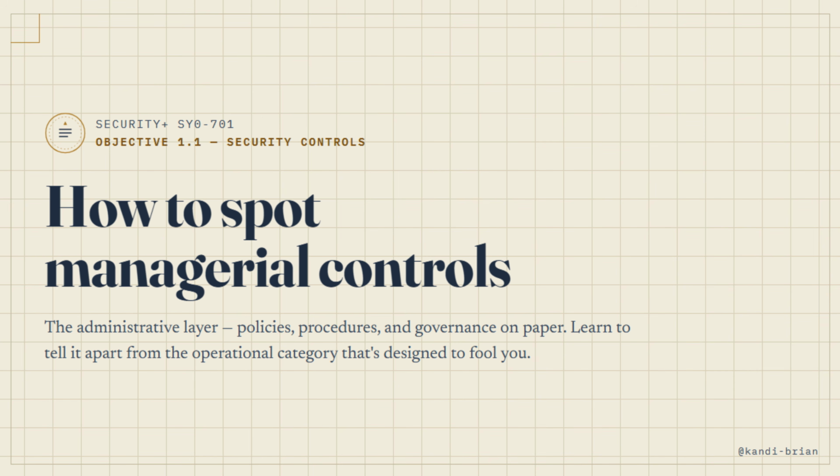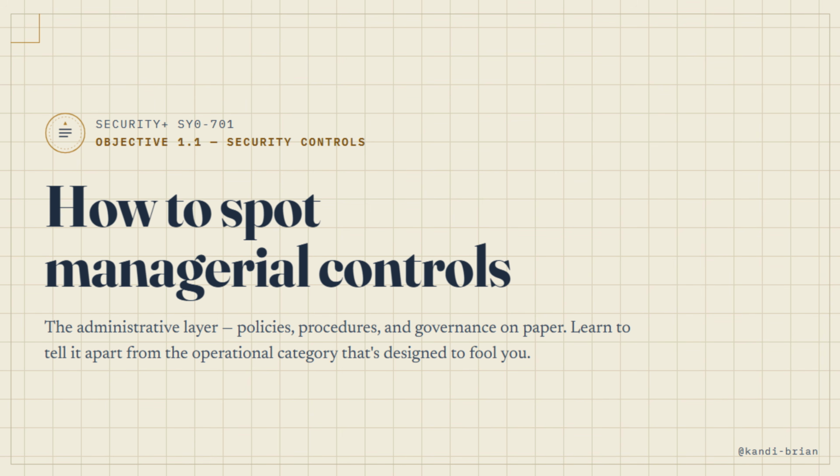Let's continue the How to Spot series with a control category that confuses people in a very specific and very predictable way. We are talking about managerial security controls on the Security Plus SY0-701 exam. And here is the thing you need to hear right at the top. Managerial controls are not hard to define, but they are constantly confused with operational controls because both of them involve people and policies in some form.